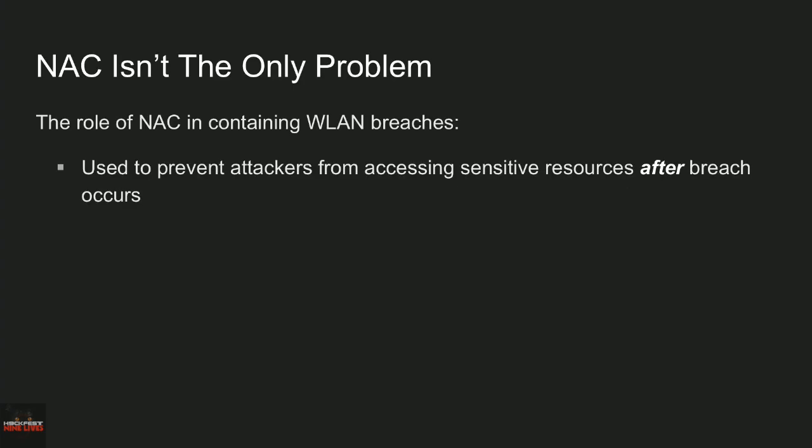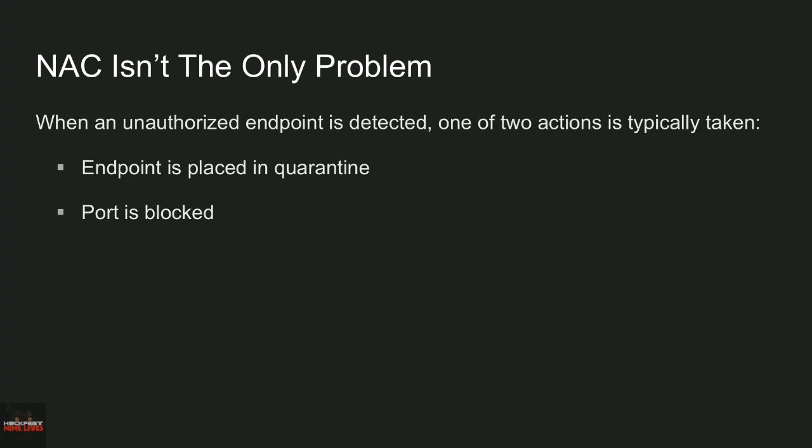Because NAC isn't really the only problem that you're dealing with on a wireless network. If you think about the role in containing a wireless breach, you're using it to prevent attackers from accessing sensitive information after the breach occurs. The way it does this is, if an unauthorized endpoint is detected, you're going to take one of two actions. You're going to place the endpoint in quarantine or you're going to block the port.